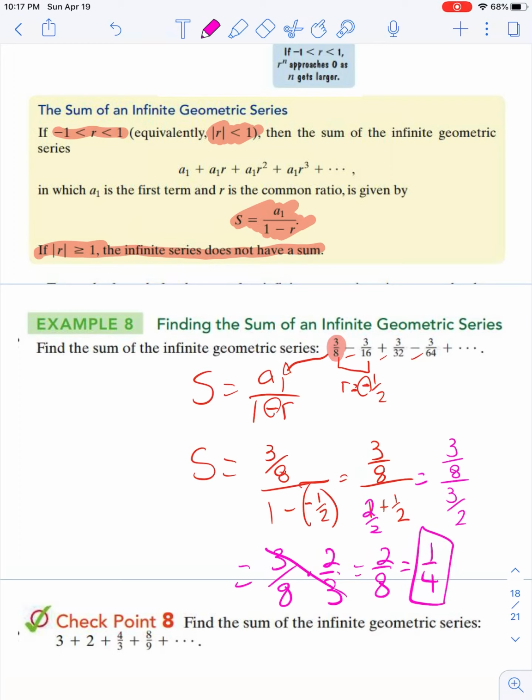So what does this mean? This sum, as it goes out towards infinity, and we add each of the parts of this sequence, we're going to find that we get 1/4. Okay. Guys, I want you to go ahead and check out checkpoint 8, and when you're done with it, your MyMathLab is already posted, and you're going to be working on that today.